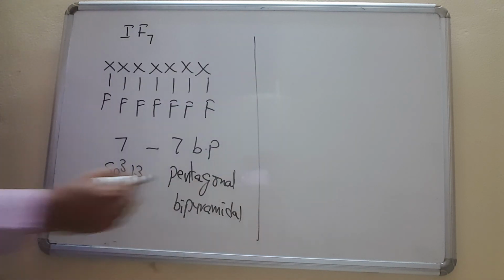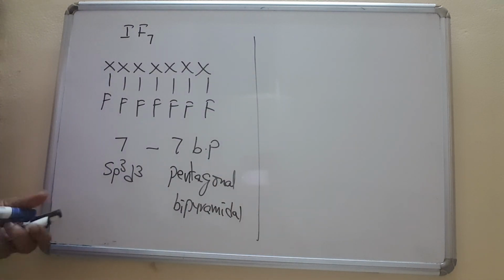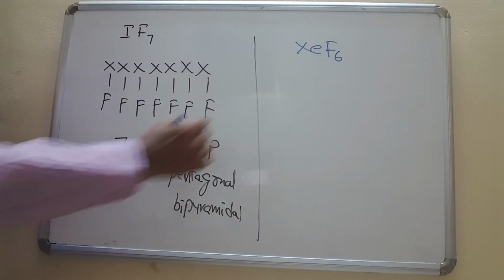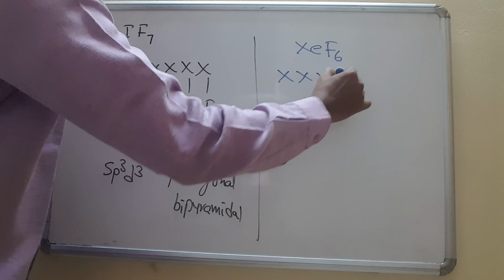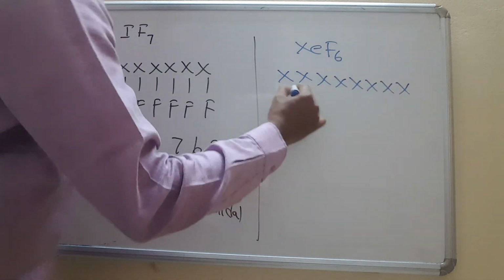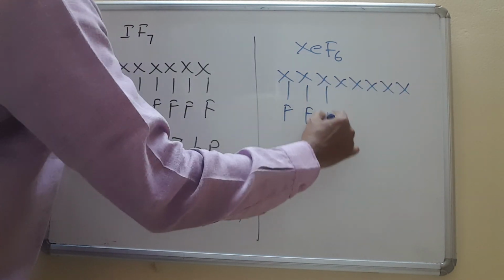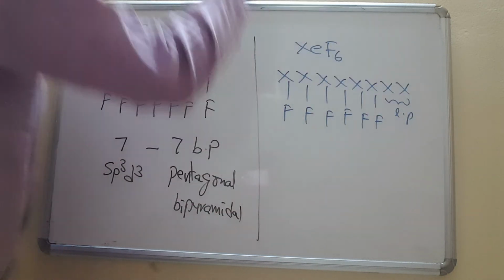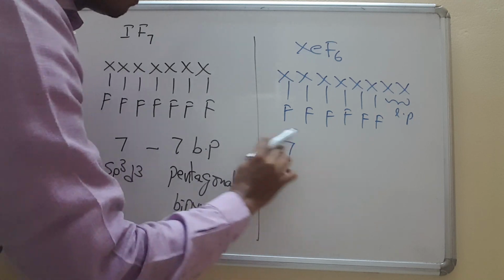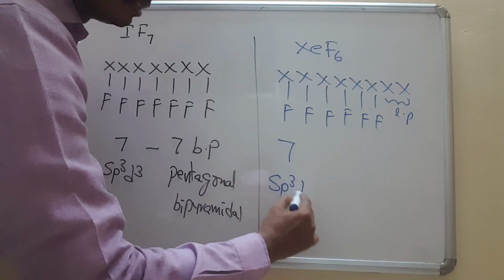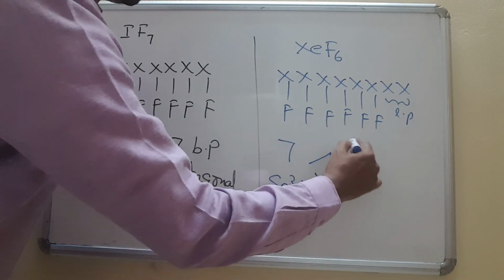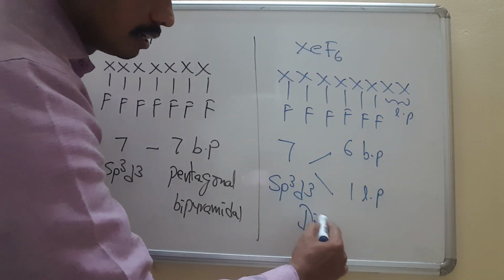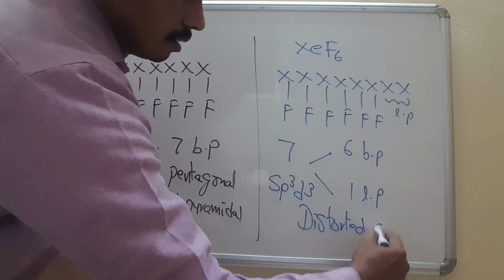Okay, then another one is XeF6. So xenon is 8th group: 1, 2, 3, 4, 5, 6, 7, 8. How many fluorines are there? 1, 2, 3, 4, 5, 6 fluorines. So one lone pair is there. Okay, the total electron pairs is 7. So its hybridization is sp3d3. So among 7, 6 are bond pairs and 1 is lone pair. Its geometry is a distorted octahedral.